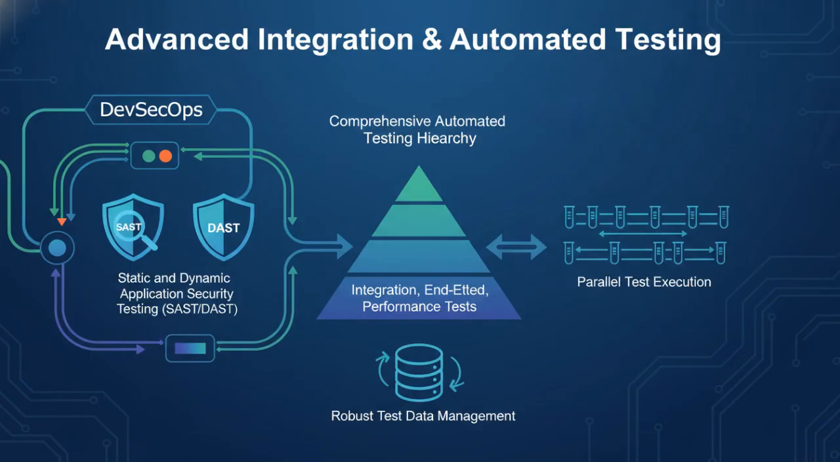Beyond basic unit tests, pipelines integrate a hierarchy of automated tests: integration tests to verify component interactions, end-to-end tests simulating user flows, performance tests to ensure scalability, and security tests, SAST and DAST, as part of DevSecOps. Test data management is critical, providing realistic and consistent data across environments. Parallelization of tests across distributed test runners significantly reduces execution time, enabling faster feedback cycles crucial for high-volume development.